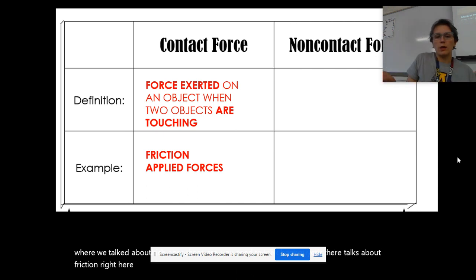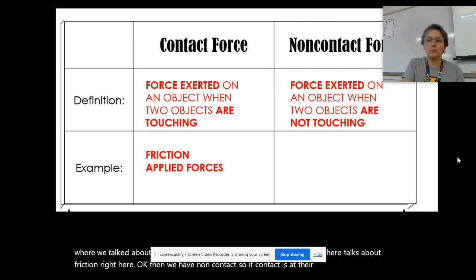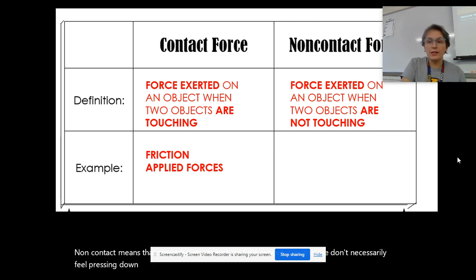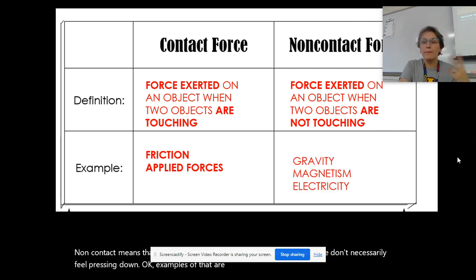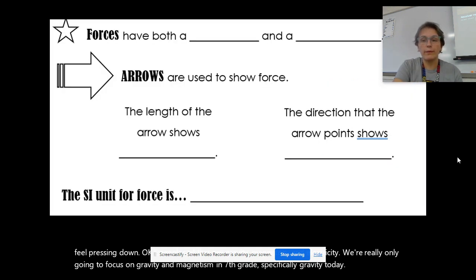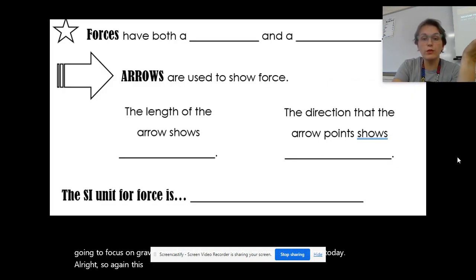Okay. Then we have non-contact. If contact means that they're touching, non-contact means that they are not touching. And these are forces that we don't necessarily feel pressing down. Examples of that are gravity, magnetism, and electricity. We're really only going to focus on gravity and magnetism in seventh grade, specifically gravity today. All right. So again, this is kind of review.